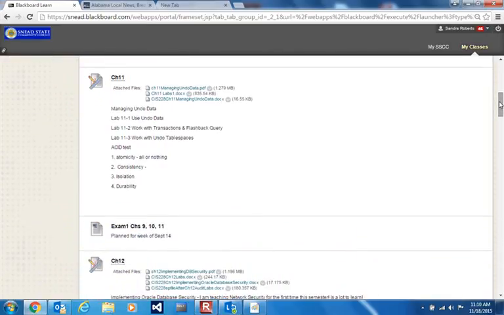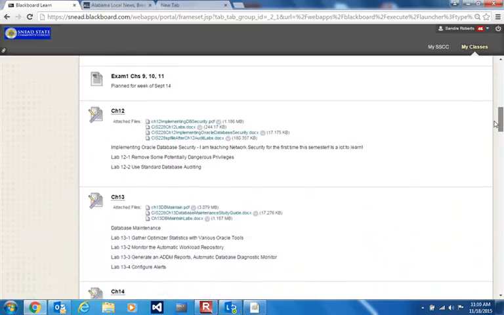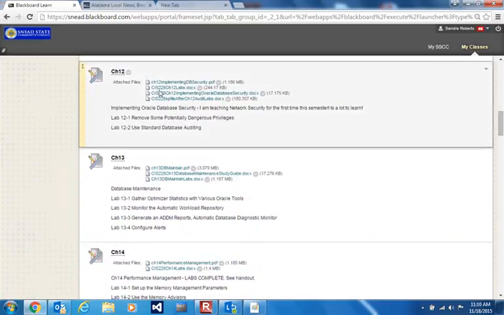Chapter 11, managing undo data, looking at the transactions themselves and how we can undo that. The ACID test: atomicity, all or nothing, consistency, isolation, and then durability in that chapter. Chapter 12, implementing security, and this was one of my favorite chapters to see how Oracle does it, and we learned that Oracle leaves a lot of that to the DBA.